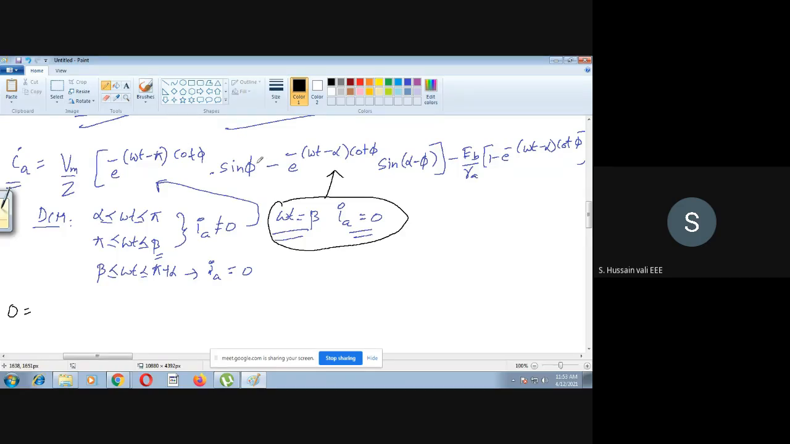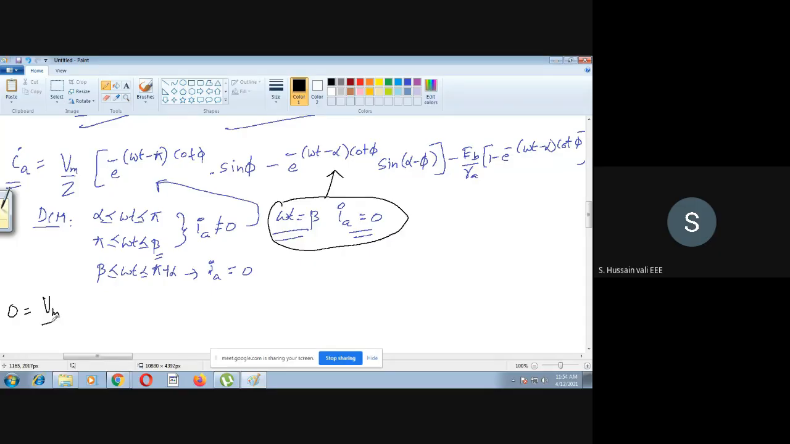Whereas at beta, the energy in the inductor will become zero, so IA will be zero. So this IA will be zero even after beta also till pi plus alpha, at which we trigger thyristor number 2. So at exactly beta, what is the IA value? IA value will become zero. So that point we are substituting here.